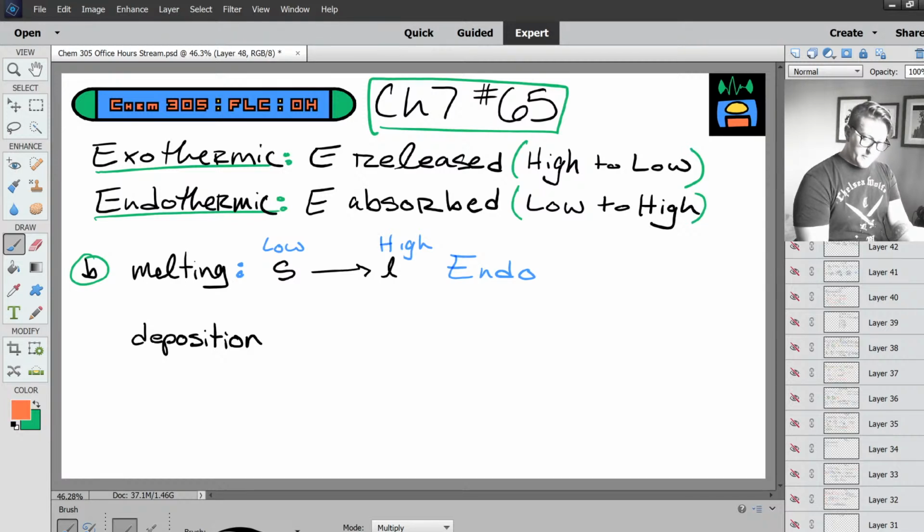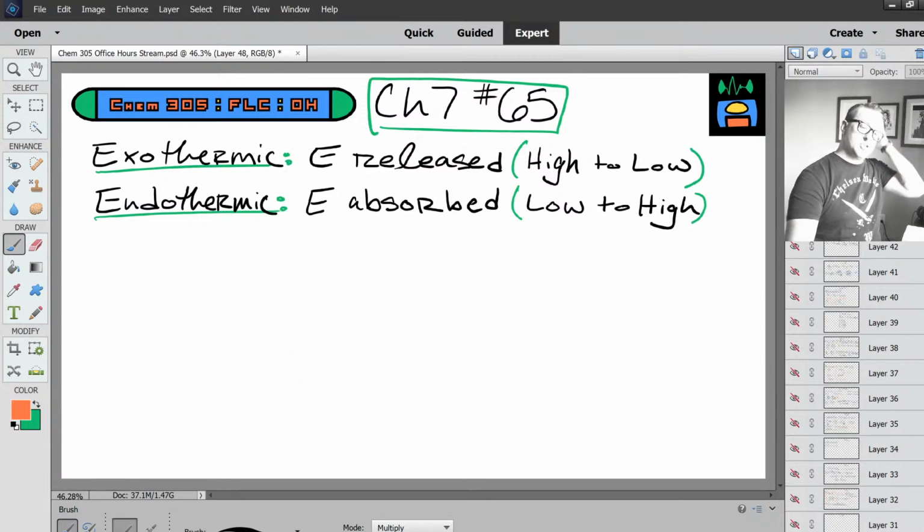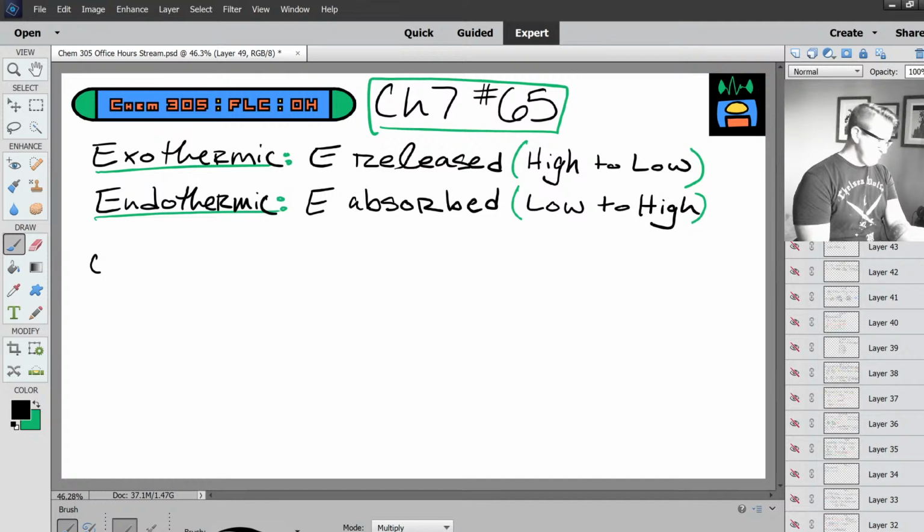If we're talking about deposition, deposition is going from the gas phase to the solid phase. Gas is higher in energy than solid. So here we're going high to low. High to low means the process is exothermic. All right, so B, these two processes do not have the same thermicity. One is endothermic, one is exothermic. Let's look at C.